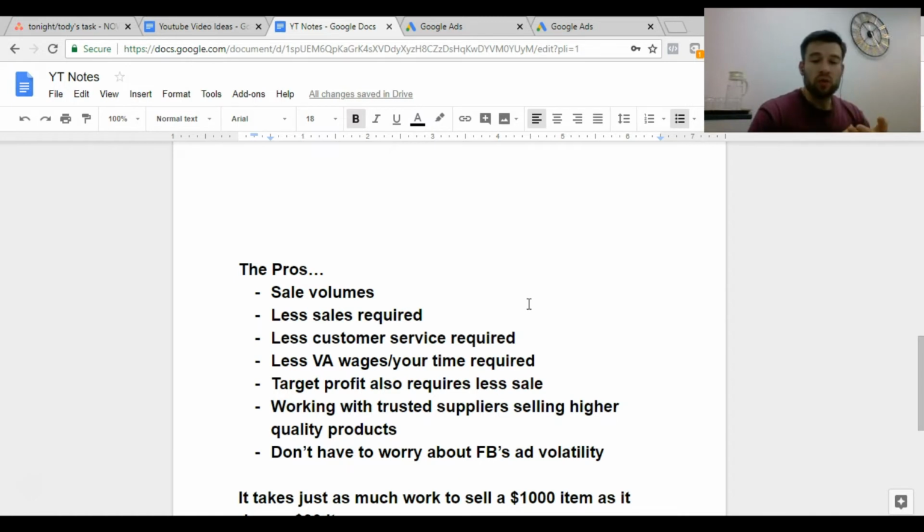And then you're working with trusted suppliers who are selling high quality products. That's one of the biggest problems with AliExpress dropshipping, is you don't really know the quality of the product you're selling. It could really be some crap. And without ever testing the product yourself, ordering a sample, that's something you're taking a risk with. And if you're selling hundreds of units and you're pissing off a ton of customers, that's really detrimental to your business.